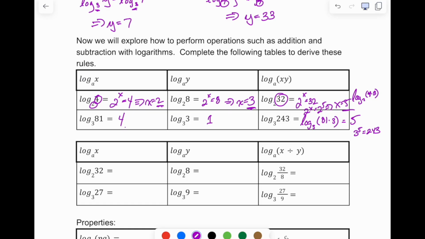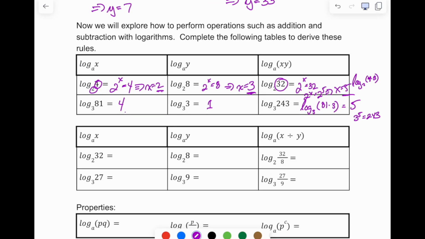Okay, so that's one of the properties you can see when we're multiplying and breaking up what we're taking the log of into two different products. It's really going to be the sum of those logs. That's what we're going to say here. Well, let's look at whether it's going to work for division as well.